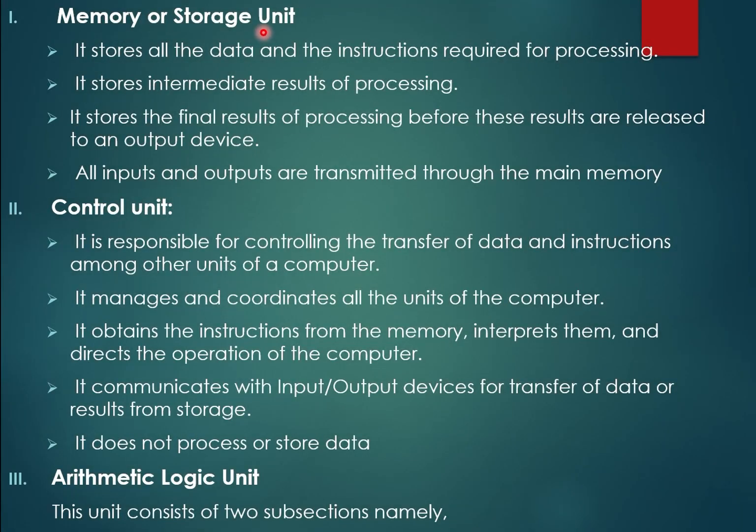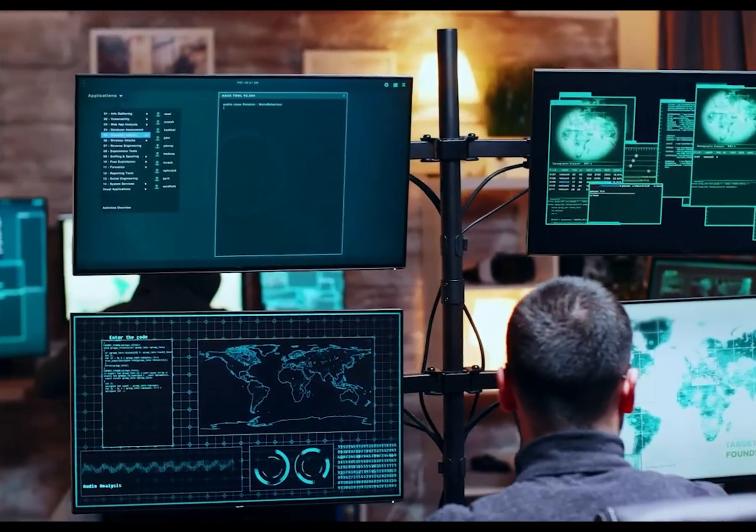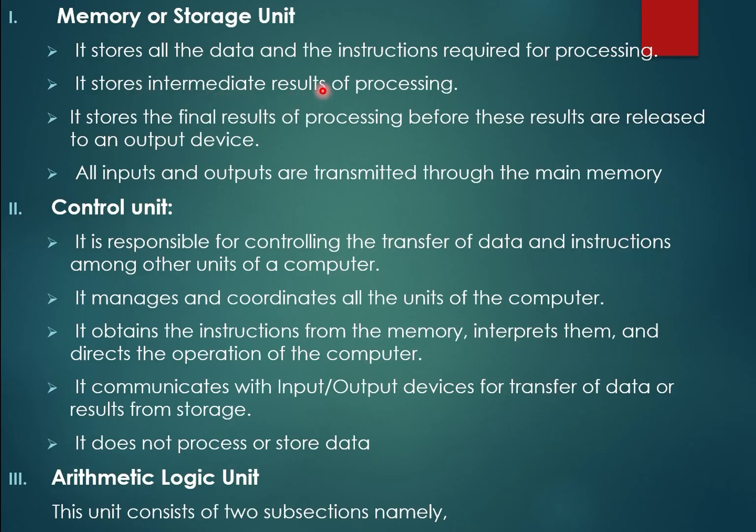Memory or storage unit stores all the data and the instructions required for processing. It stores intermediate results of processing. I think you may have a doubt about the term intermediate results. What is meant by intermediate results? What is the difference between intermediate results and final results? Intermediate results are nothing but the results during the execution of a program.